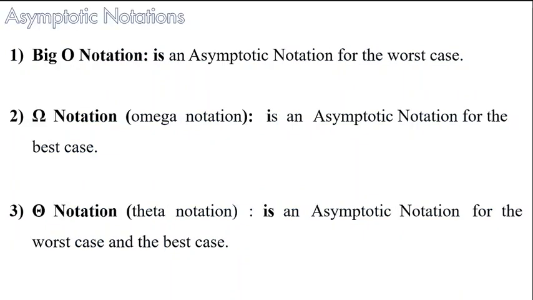Also, we have some asymptotic notations which you should learn. We have big O notation, which stands for the asymptotic notation for the worst case. We have the omega notation, which stands for the asymptotic notation for the best case. Of course, we have theta notation, which is for the worst case and the best case sometimes. It depends on the function which we have declared, the for loops, the if, and the returning statement.